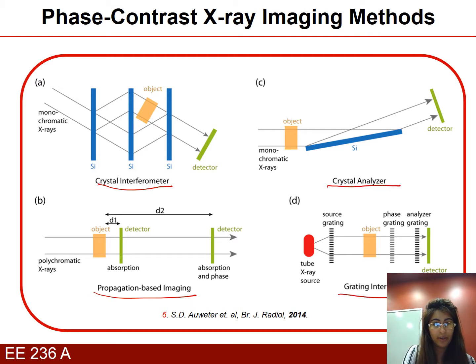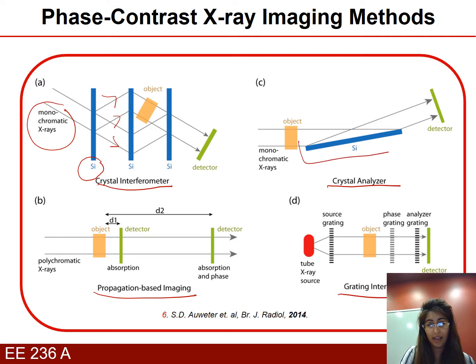Here, crystal interferometry uses a silicon crystal to split a monochromatic X-ray beam into two beams. One half of the beam moves through the object and the other does not. This is how it detects the phase shift of X-rays. Crystal analyzer uses a silicon analyzer to retrieve phase information.